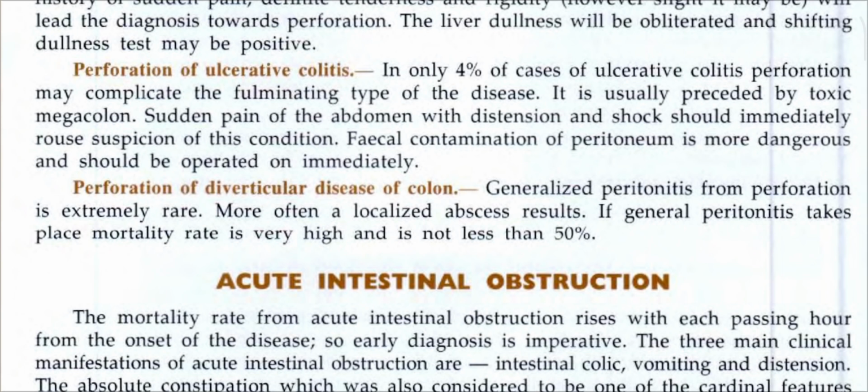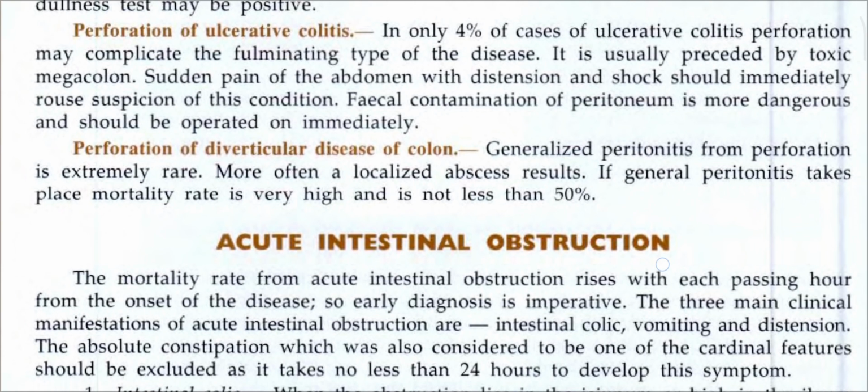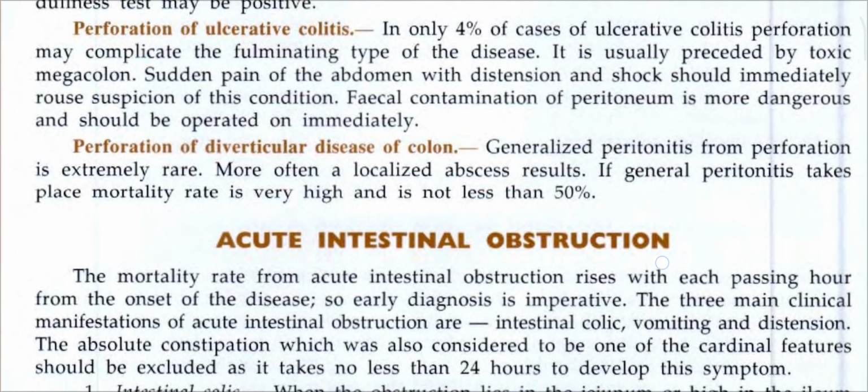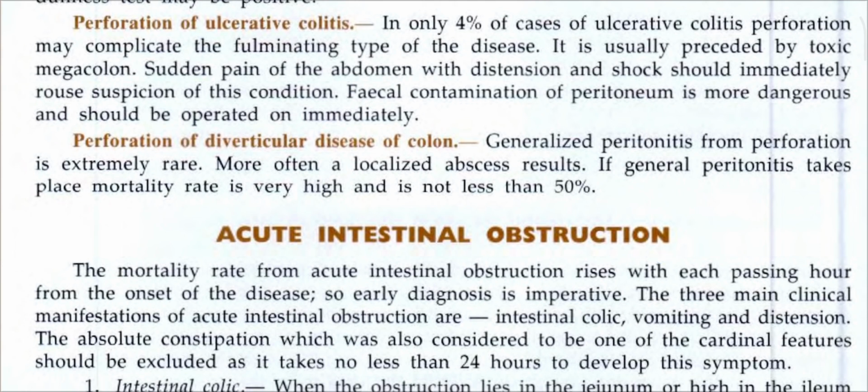Perforation of ulcerative colitis. In 4% of the cases, perforation may complicate the fulminating type of the disease. It is usually preceded by toxic megacolon. Sudden pain in the abdomen with distension and shock should immediately raise the suspicion of this condition. Fecal contamination of the peritoneum is more dangerous and should be operated on immediately.